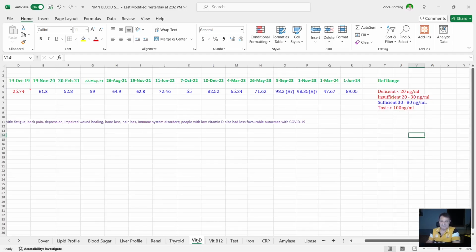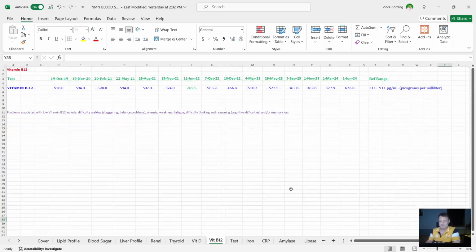Moving on to vitamin D, you can see here, vitamin D is now up to 89.05 from 47.62. So obviously taking the 10,000 on the Monday and Wednesday has improved it. You'll know if you watch the channel that vitamin D is not a vitamin, it's actually a hormone and is responsible for very many metabolic processes to do with health and vitality. So I'm always going to try and keep my vitamin D levels in the reference range and, if possible, as high as possible in that reference range.